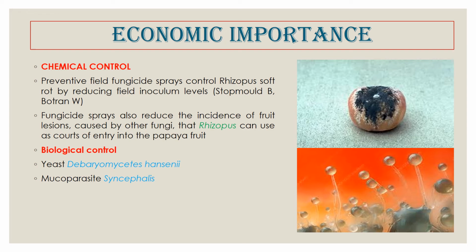Then we come to the chemical control. Chemical control is by use of fungicides, especially Stopmold and Botran. These are the two varieties of fungicide that are used to control Rhizopus. And the biological control is one yeast and another fungus, a mucoparasite that parasitizes this Rhizopus. So these two are the biological control to check Rhizopus.